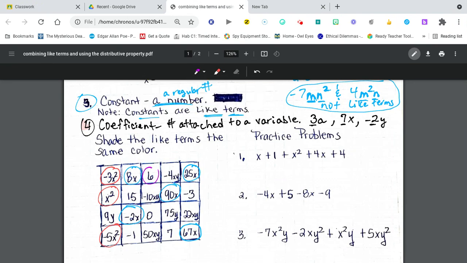All right, 6. 6 is a regular number. So what is it like? It's like 15 because 15 is a regular number. 0 is a regular number. -3 is a regular number. -1 is a regular number. 7 is a regular number. So they're all like.